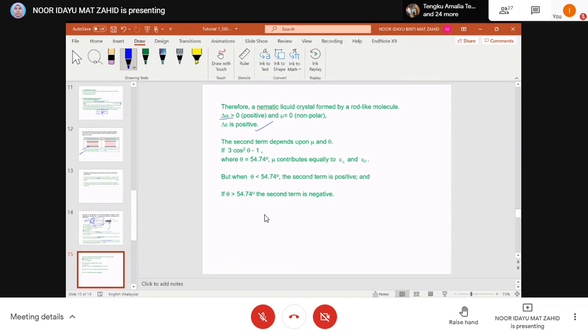As for the second term, which relates to the angle, if it is at the magic angle, 54.74 degrees, it implies that the dipole moment contributes equally to the parallel and perpendicular permittivity. But if the angle is less than the magic angle, the second term will be positive. If the angle is larger than the magic angle, the second term will be negative. So you can determine the delta epsilon value.